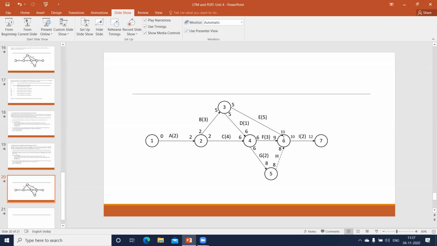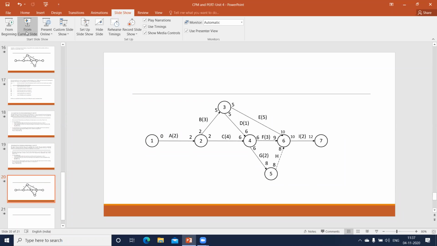Now there are 3 arrows merging into node 6, having values 10, 9, and 8. The maximum is 10, so I will commence on the 10th day. So I give the ES of 6, 7 as 10. 10 plus 2 gives you 12, and that's my EF of 6, 7.